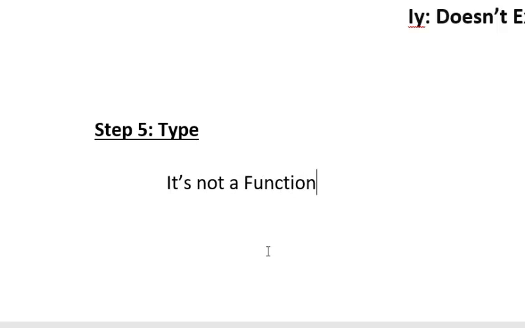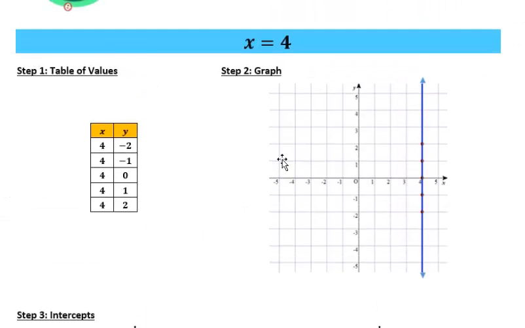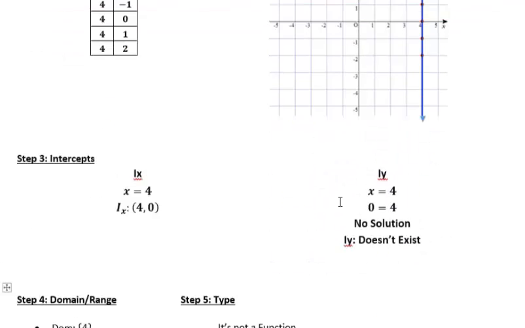So what is this thing then? Well, it's a vertical line. This is kind of like the explanation of why it's not a function. It's not a function because it's a vertical line, and vertical lines are not functions, they're just relations. Okay, that will be step number 5.